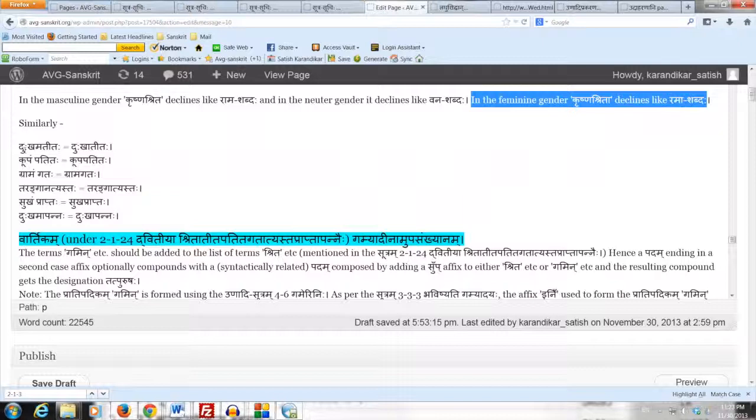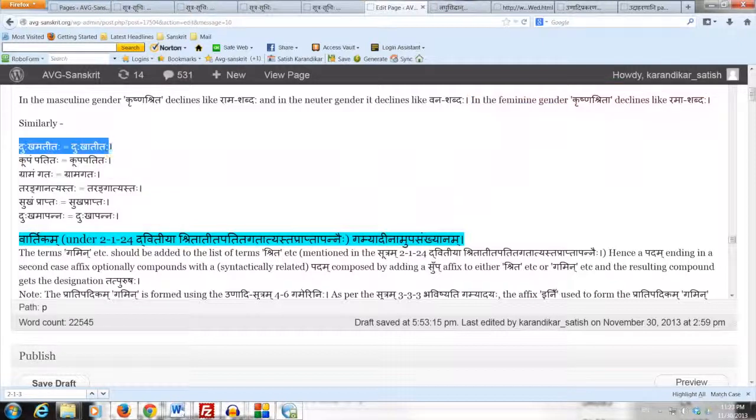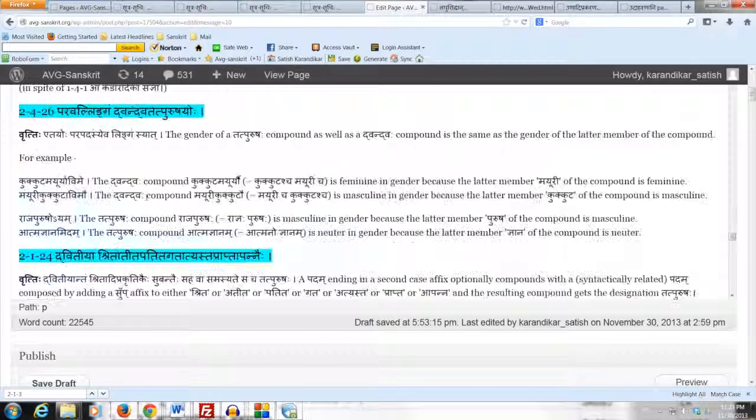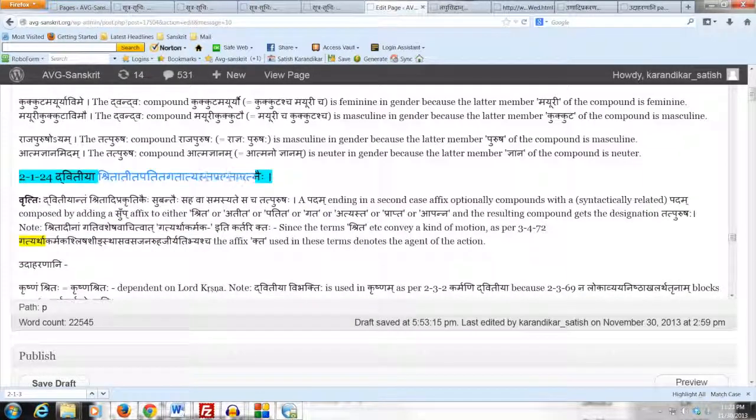Similarly, we can form the compounds: Duhkham atitaha equals Duhkhatitaha, one who has gone beyond sorrow. Kupam patitaha equals Kupa patitaha, one who has fallen into a well. Gramam gataha equals Grama gataha, one who has gone to a village. Tarangan atyastaha equals Tarangatyastaha, one who has tossed beyond the waves. Sukham praptaha equals Sukha praptaha, one who has attained happiness. Duhkham apannaha equals Duhkhapannaha, one who has acquired or fallen into sorrow.